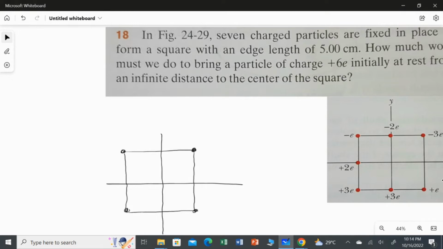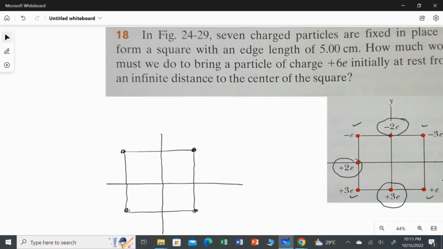So here, if you see the figure clearly, you have 7 charged particles, and you have some charges in the corners and some charges in the middle. Am I right? So what are the corner charges here? Minus e, minus 3e, plus e, and plus 3e are the corner charges. Minus 2e, plus 2e, and plus 3e are the middle charges.